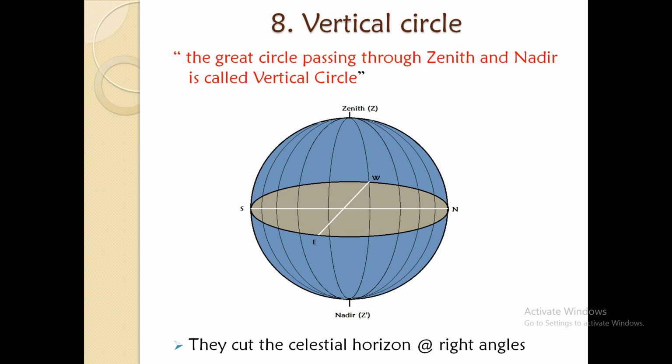But the vertical circle, as we know, the zenith and nadir line is perpendicular to the celestial horizon. Hence, all the circles passing through the zenith and nadir will be always perpendicular or right angled to the celestial horizon.